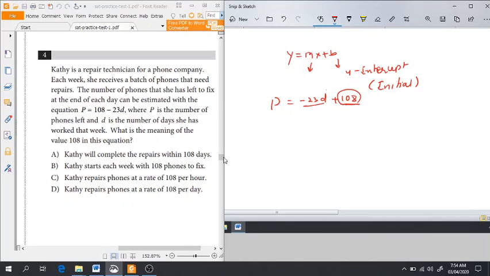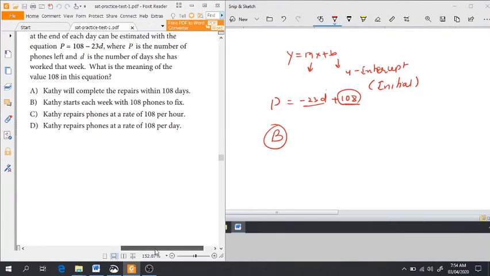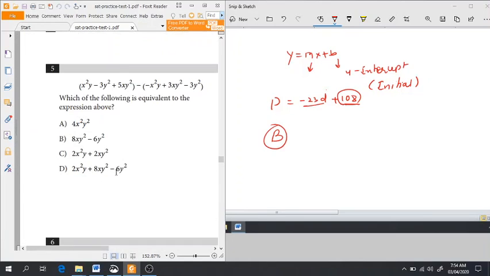Yes, answer 2 is the right answer here, because this is the initial number of phones we start with every week. So the answer to this question is going to be B. All right, so let's go to the next question, question number 5.